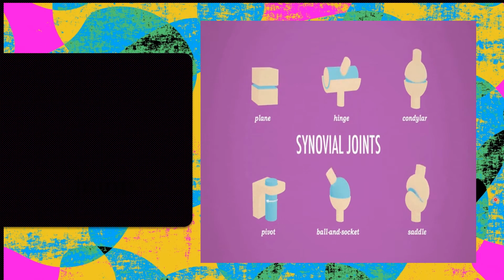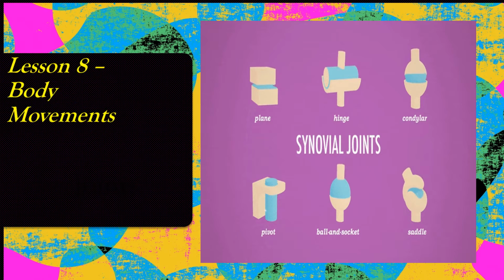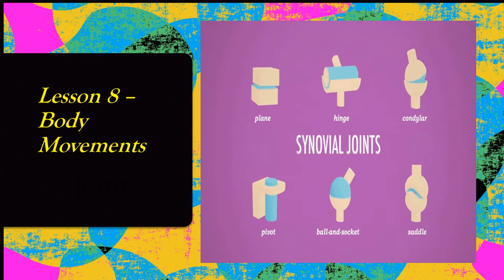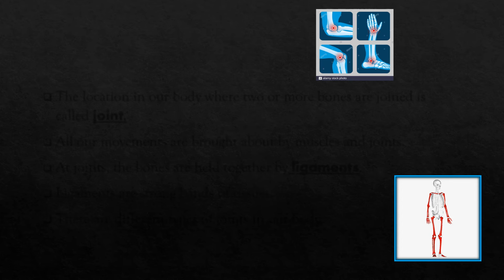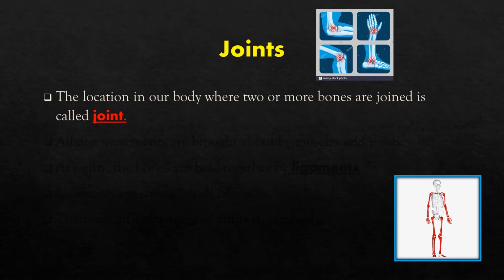Good morning, students. We are on lesson 8, body movements, and today we are going to learn about joints. Now, what are joints? The location in our body where two or more bones are joined is called a joint.